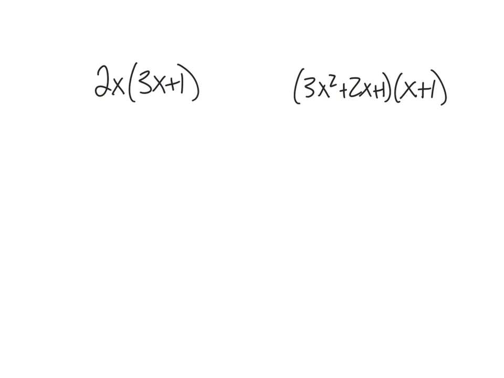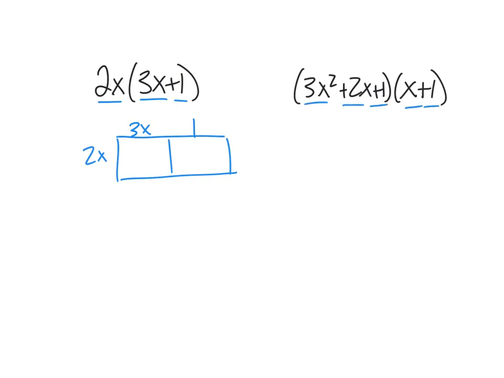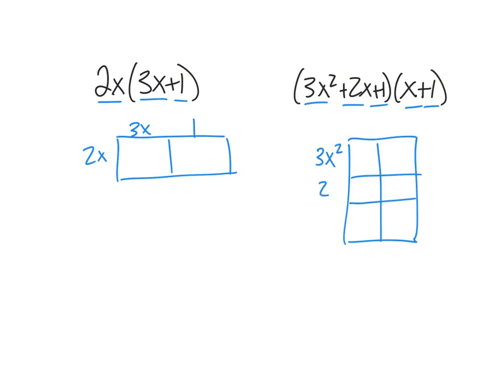Before I stop the video, I want to point out that the box method works for any size of multiplication. So since in this case we have one term multiplied by two terms, you could make a 1 by 2 box where you'd have a 2x and a 3x plus 1. For this next case, we have 3 terms times 2 terms. The box just gets bigger, but we can still use it the same way as before. So we would have 3x squared, 2x, and 1, and we'd have x and 1. We would still multiply each of the products in the boxes, and then we would add them together in order to get our final product.